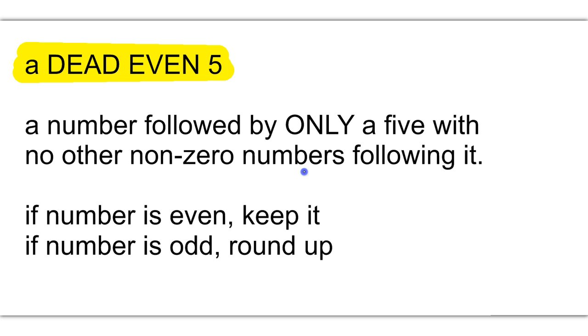0.00078. Remember, a dead even 5 is a number followed by only a 5 with no other non-zero numbers following it. If the number is even, keep it. If the number is odd, round it up. So here, round 33,500 to two significant figures. Here's my first two significant figures. Do I keep that a 3 or round it up to a 4?